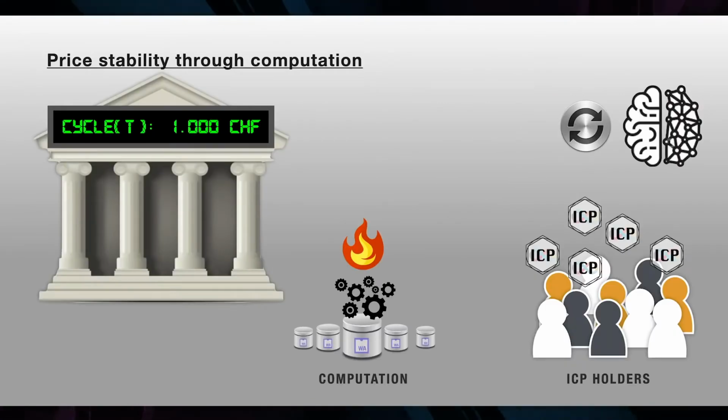The value of cycles will stay approximately constant, which ensures that the cost of computation remains stable and predictable and allows them to be used as a store of value, for example, within DeFi applications. The value of cycles stays stable for 2 reasons.